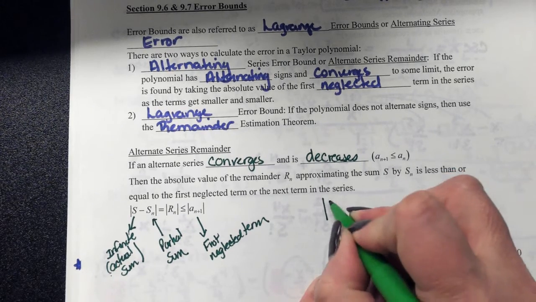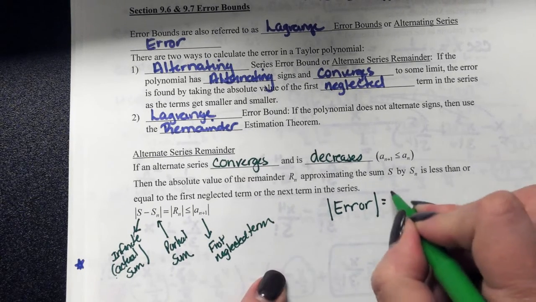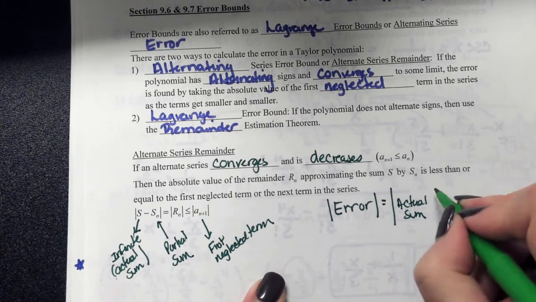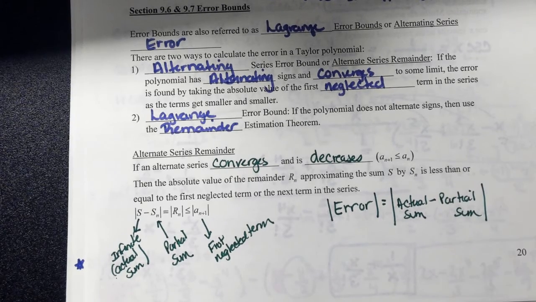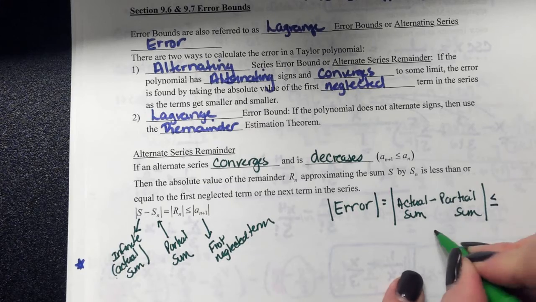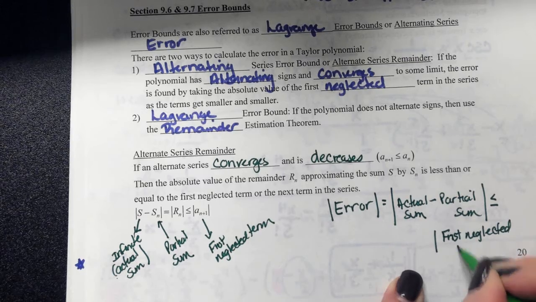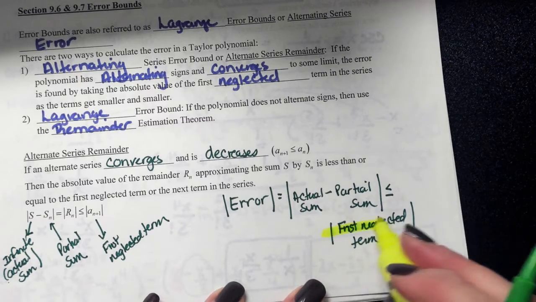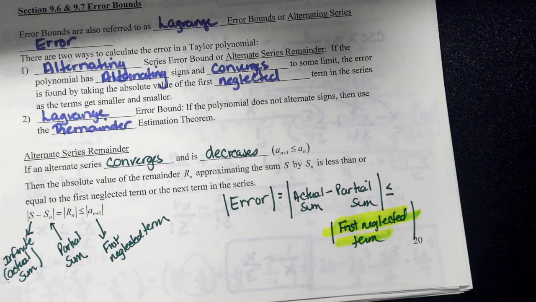So, in words, the absolute value of your error is going to be equal to the absolute value of the actual sum minus the partial sum. And this is going to be less than or equal to your first neglected term. That's the big thing you need to remember about your alternating series error. It's about the first neglected term. The error can be no more than whatever that first neglected term is going to be.